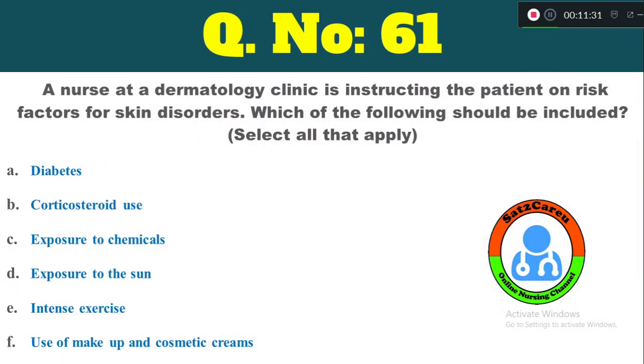Question number 61. A nurse at a dermatology clinic is instructing the patient on risk factors for skin disorders. Which of the following should be included? Select all that apply. Option A, diabetes. B, corticosteroid use. C, exposure to chemicals. Option D, exposure to the sun. Option E, intense exercise. Option F, use of makeup and cosmetic creams.